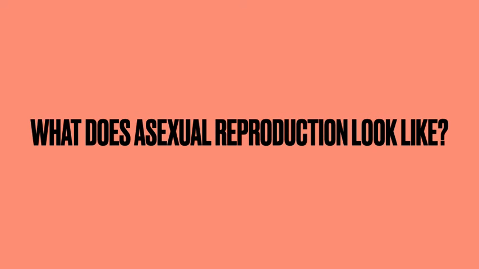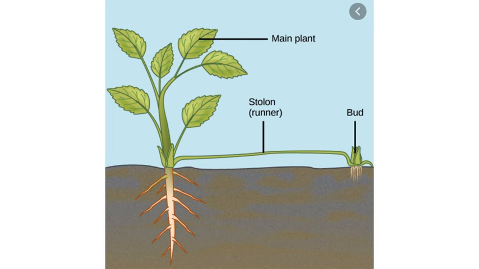What does asexual reproduction look like, you might ask? Asexual reproduction looks like a main plant creating a little vine called a runner, and then that runner makes a bud, and a bud creates roots and then starts the process all over again to make more plants.